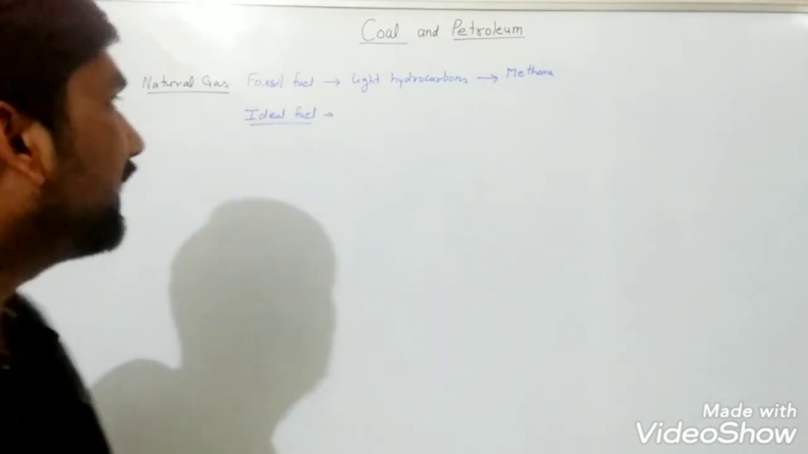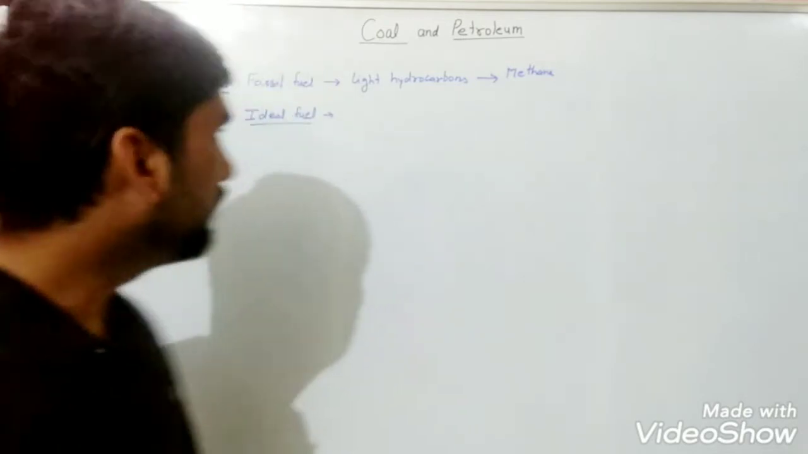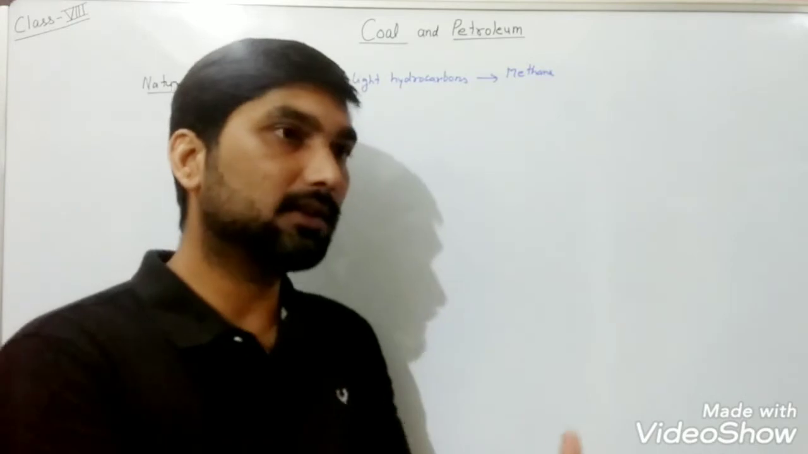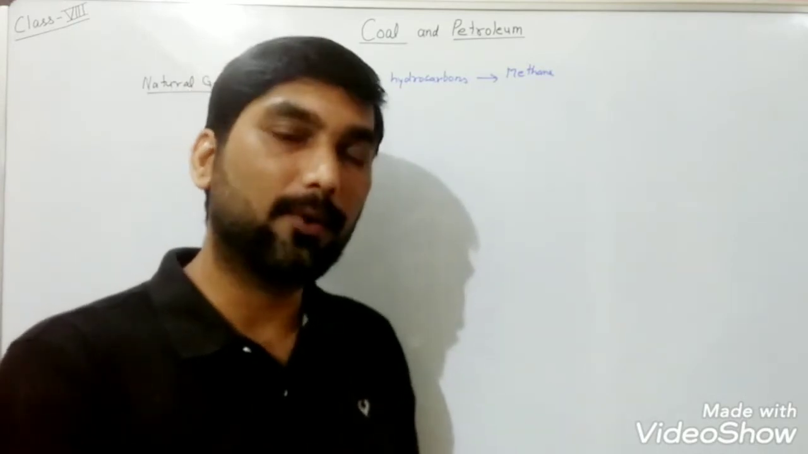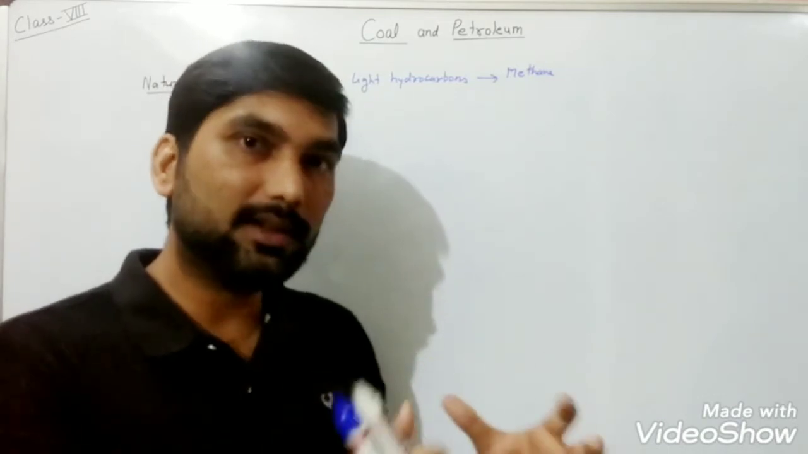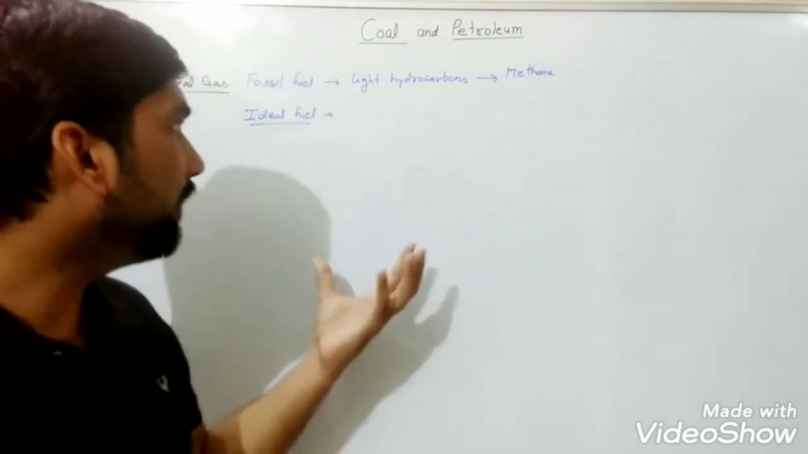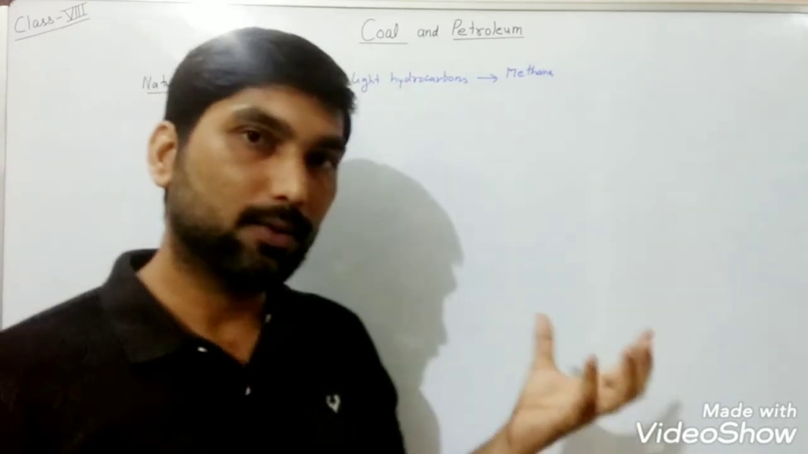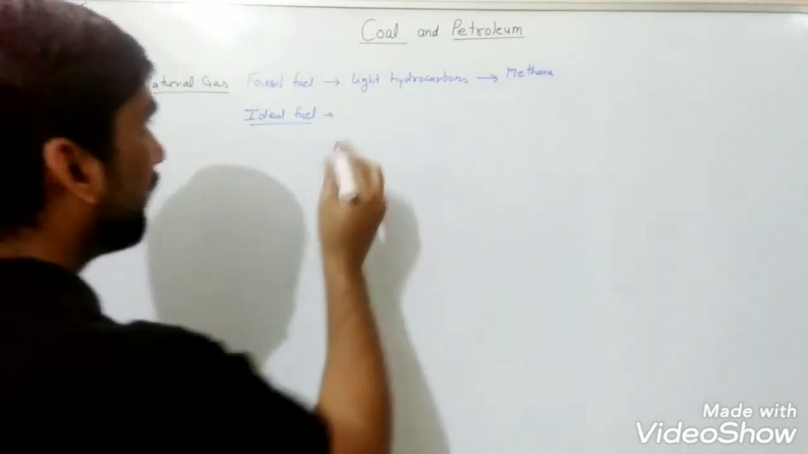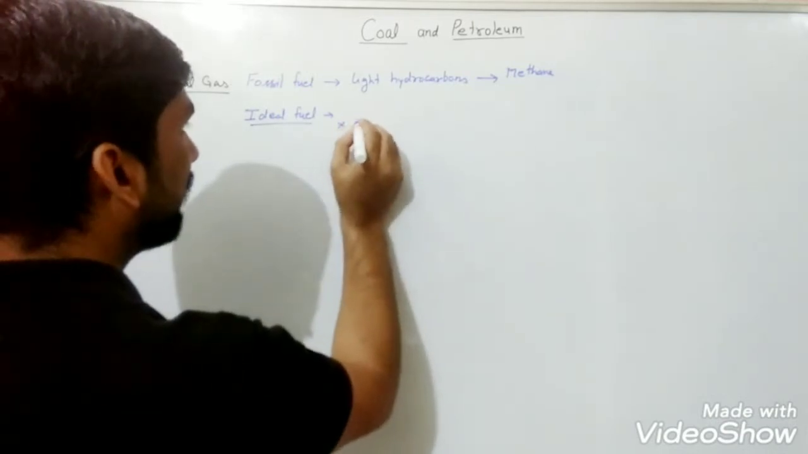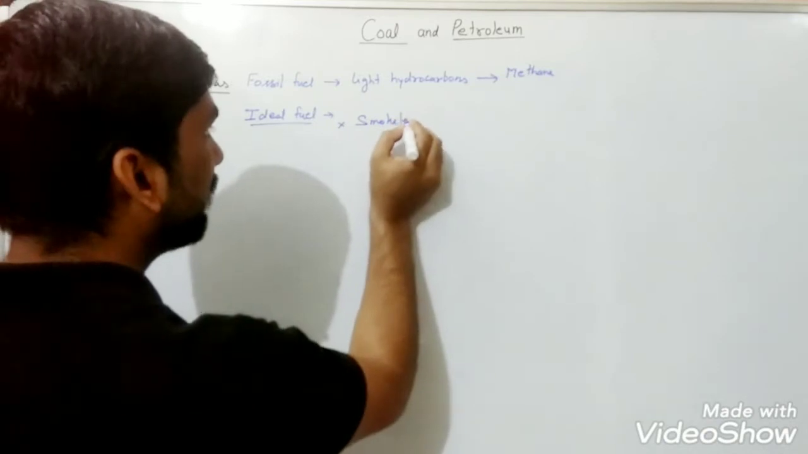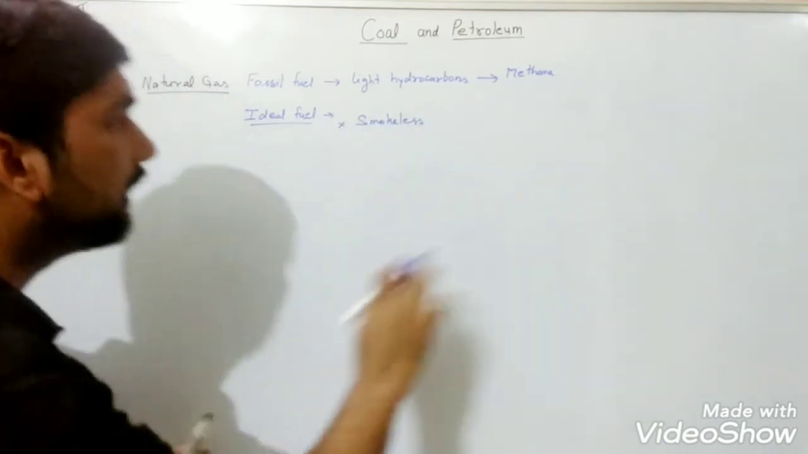Why is it considered as ideal fuel? Because when we consider about fuel, it is a substance that is going to provide us energy in the form of heat and light, and that is going to cause less smoke. So that fuel is considered as the good fuel. And when we consider about the natural gas, it is what? Smokeless. It burns without giving smoke.